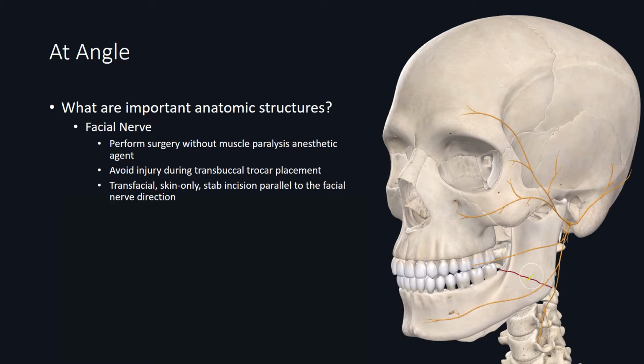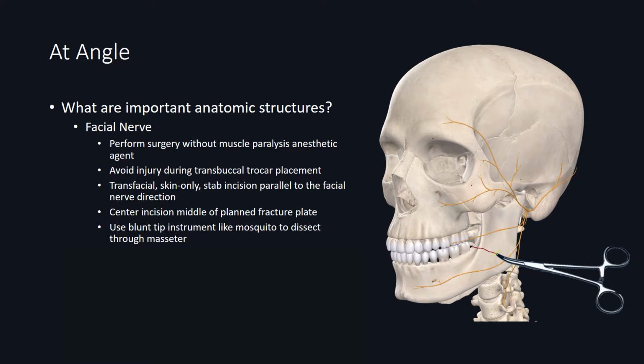There's a potential facial nerve injury when you're placing a transbuccal trocar. To minimize this risk, your facial skin incision should parallel the direction of the facial nerve and cut only through the skin itself. The skin incision should be placed at the center of the fracture site where the plate is being placed. And you should use a blunt tip instrument such as a mosquito forceps to dissect from the subcutaneous tissue through the masseter to reach the subperiosteal tissue plane.